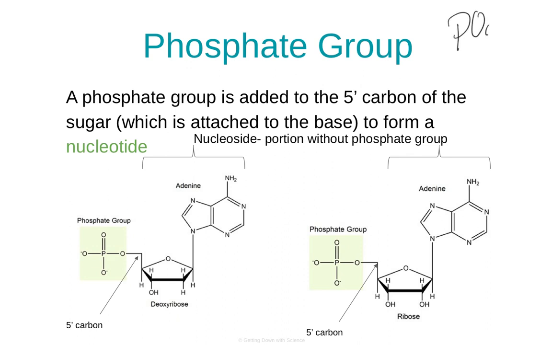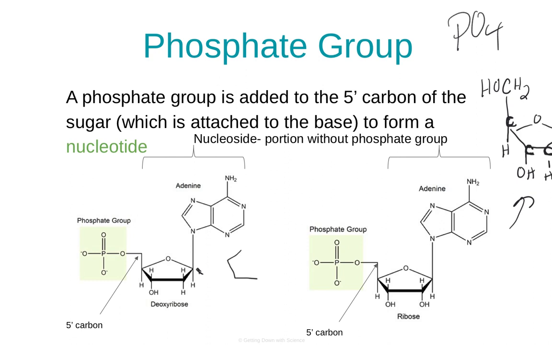So the phosphate group, or PO4, is added to the 5' carbon in the sugar, and it's attached to the base, and it forms this nucleotide. Why it's called 5' is not very well illustrated. Let me draw it. So here I have deoxyribose. Each of these little bends, like a kink right there, represents a carbon. And the carbons are numbered based on IUPAC nomenclature and rules.